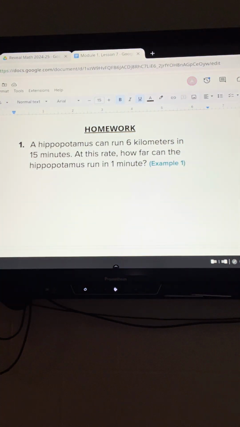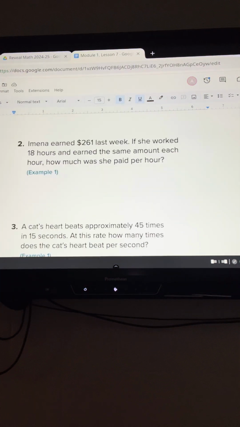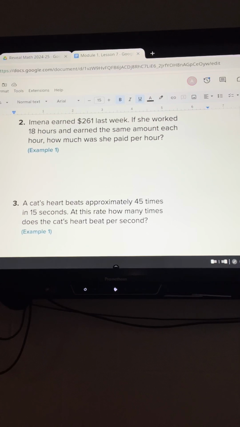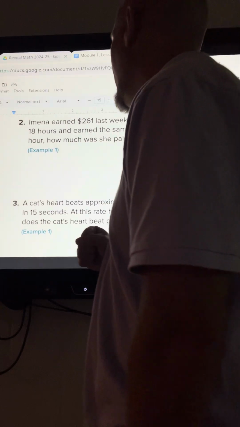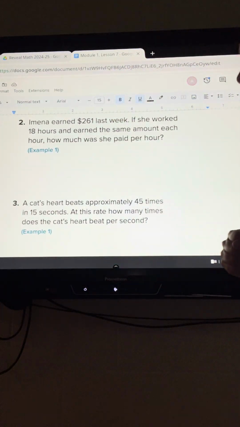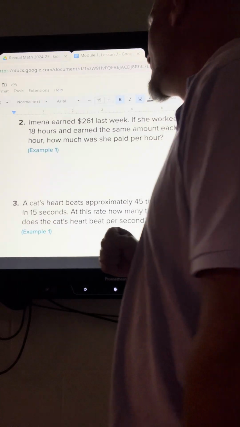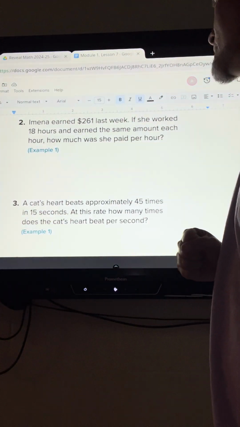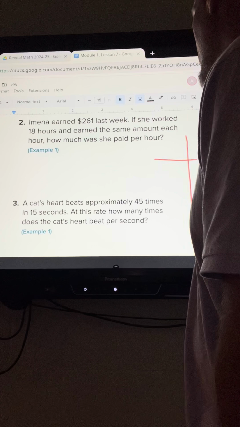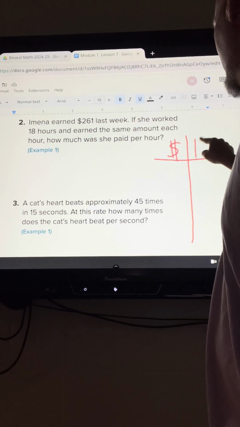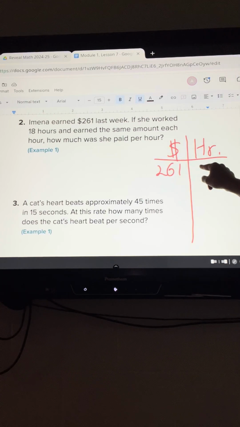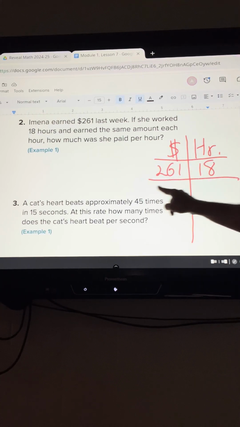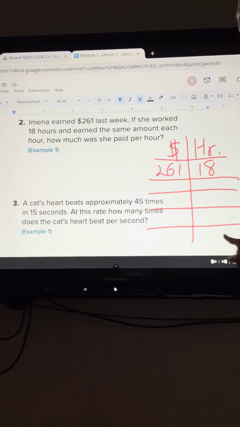The next few here, I'm just gonna help you a little bit with number 2, and then for 3 and 4, I'm just gonna set up for you a little bit and not really do as much. So number 2, Imena earned $261 last week. If she worked 18 hours and earned the same amount each hour, how much was she paid per hour? So we're dealing with dollars and hours, money earned over a certain amount of hours. So she earned $261 and it was over 18 hours. So we want to find out how much she gets paid for every 1 hour, okay?